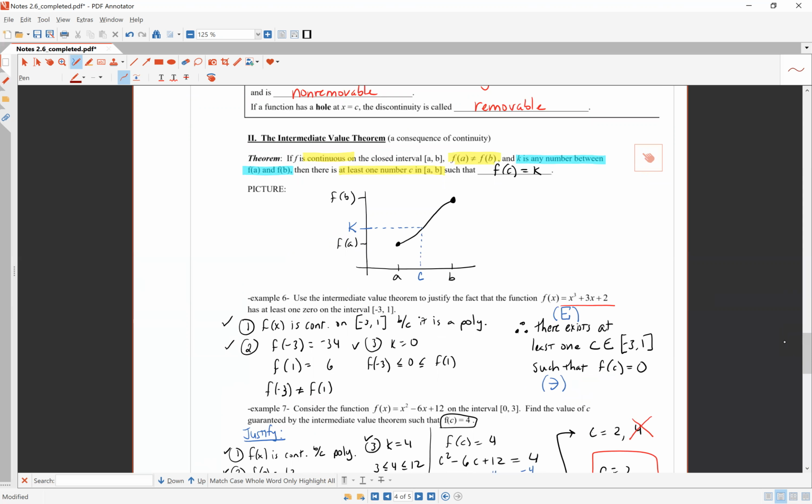Okay, anyway. So what it's saying is, let's say you have a continuous function on an interval from A to B. At A, the second coordinate is f of A, and at B, the second coordinate is f of B. And let's say, like in this picture, f of B is greater than f of A. What it's saying is that for let's say K in between f of A and f of B, so let's say we have some K. This doesn't look good.